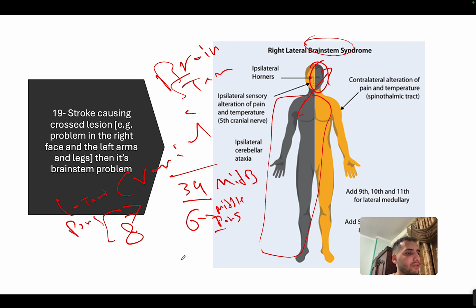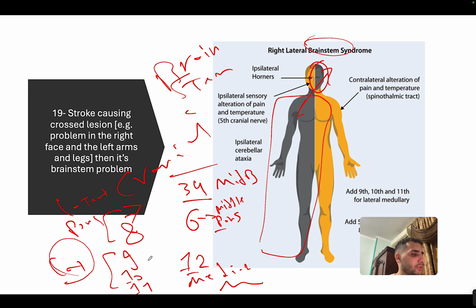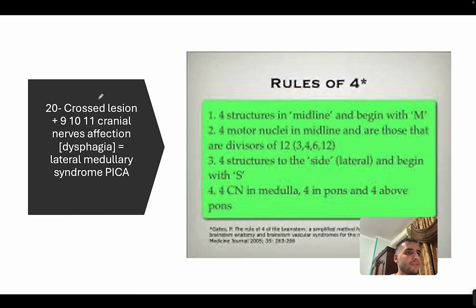If you are talking about cranial nerve 12, you are in the medial medulla. And cranial nerves 9, 10, 11, you are in the lateral medulla. Just like that. So we would read and we would see, okay? For example, if they say there is a crossed lesion and there is cranial nerve 9, 10, 11 affection, for example, most probably dysphagia or hoarseness of voice, then you know that you are in the lateral medulla. So there is lateral medullary syndrome, which is PICA, posterior inferior cerebellar artery, okay?